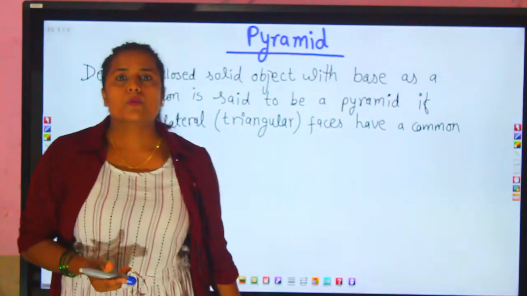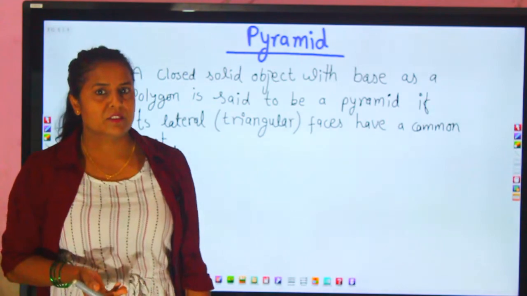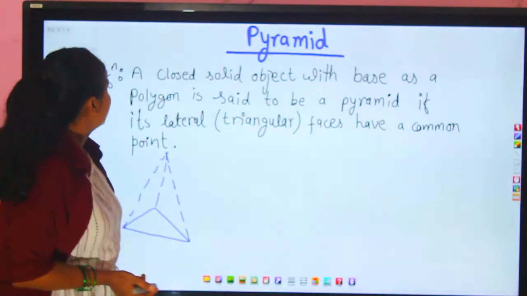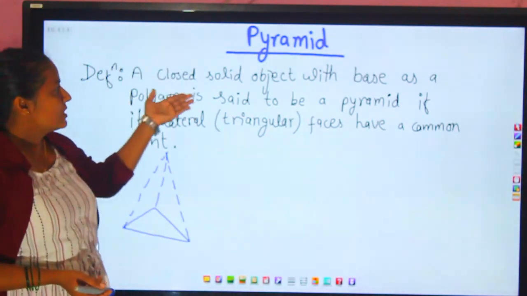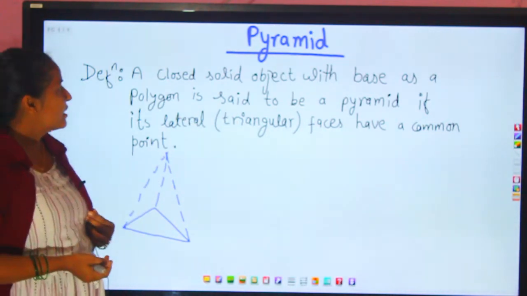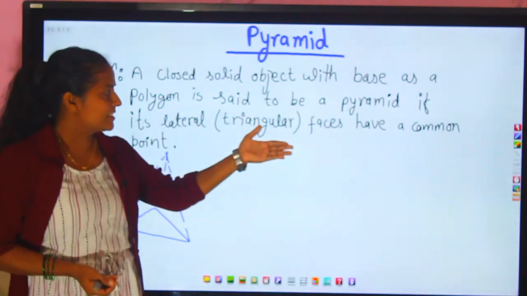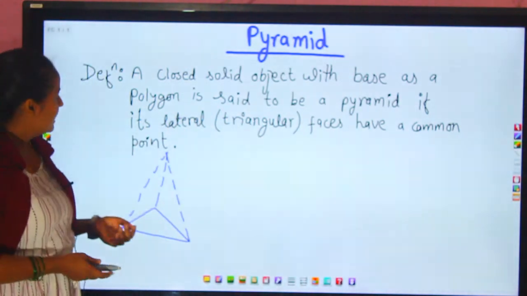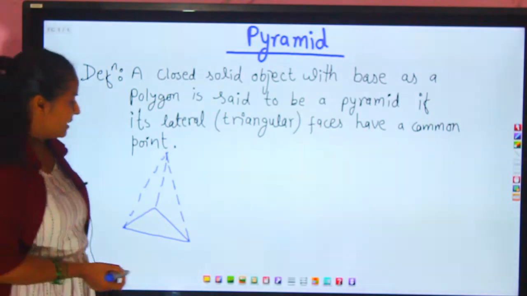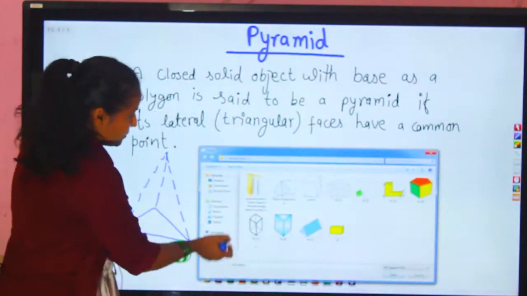Then what exactly is a pyramid? A closed solid object with a polygon as its base is said to be a pyramid if its lateral triangular faces have a common point. Here is an example of a pyramid. Let's see another one.